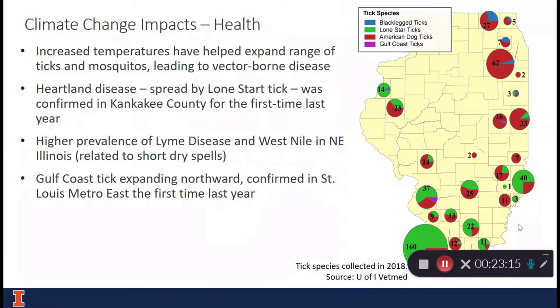And another emerging vector, the Gulf Coast tick, has been shown to be expanding northward into Illinois. It was confirmed in the St. Louis Metro East area the first time last year, and that brings with it a whole slew of diseases as well. So this is something that we're going to be dealing with as we see the overwintering of ticks and mosquitoes increasing, especially across the southern parts of the state. It means that they can have a higher incidence or prevalence across the northern part of the state into the summertime. So those increasing winter and spring temperatures, decreasing the amount of very cold temperatures we have in the winter especially, can increase vector-borne disease and create a significant public health issue.